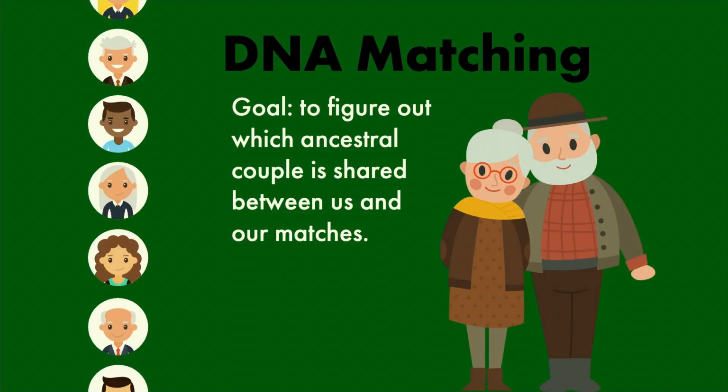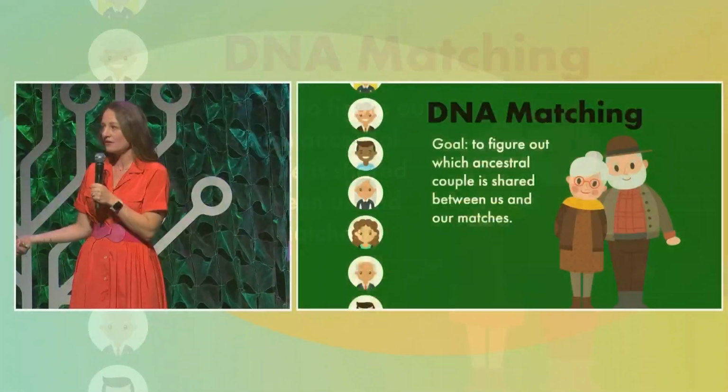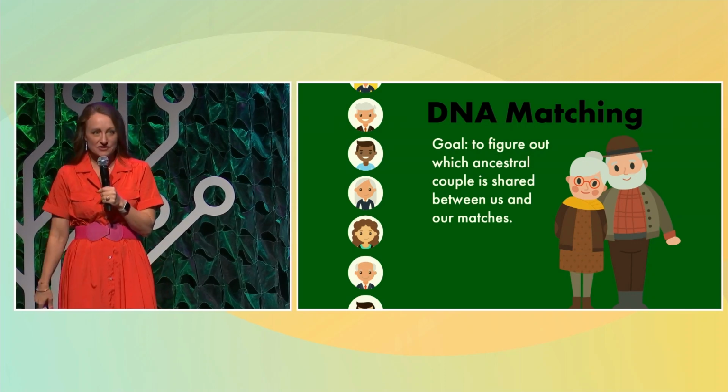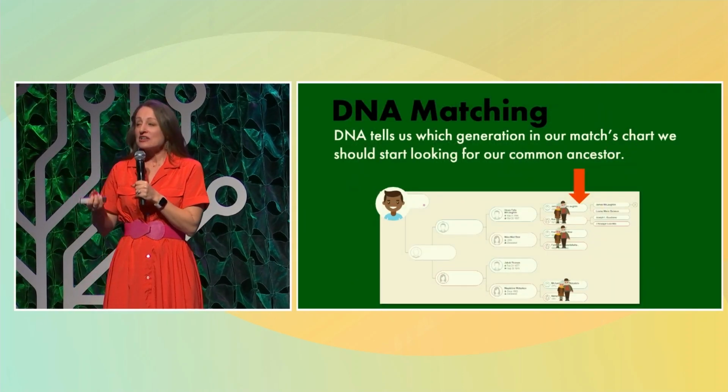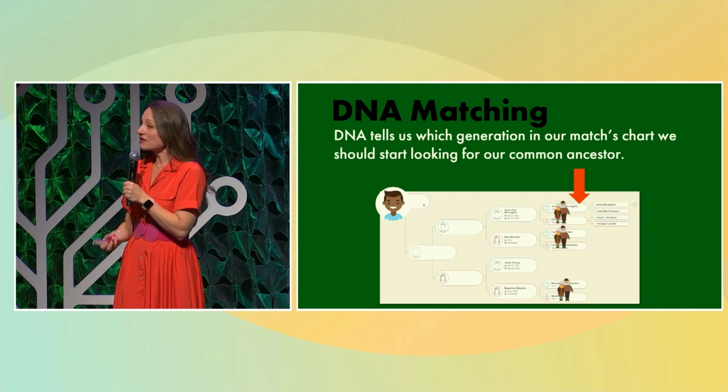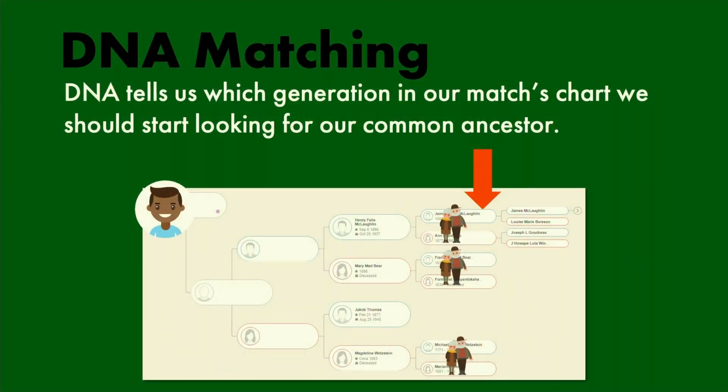So first of all, the goal of DNA matching. The goal of DNA matching is to figure out which ancestral couple is shared between you and your matches. That's it. That's the goal, right? You're scrolling through this list, probably a very long list of DNA matches, and that's the only thing you want to know. How am I related to this person? So DNA matching can also tell us something important about each match. It can tell us how far back in that match's family tree we need to go before we're going to run into your common ancestor.